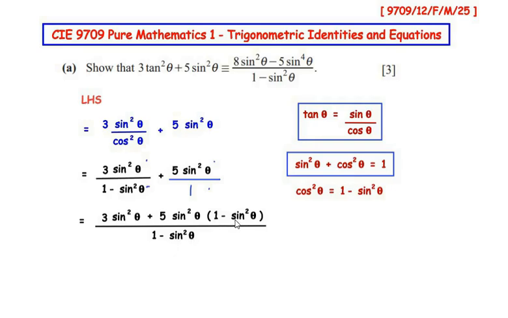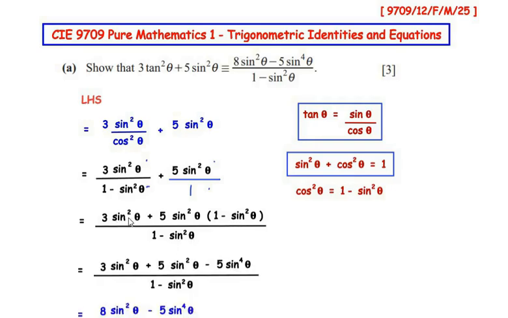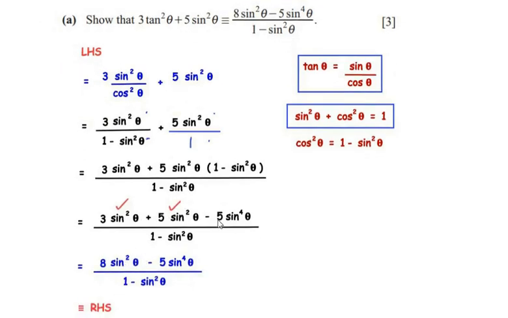Now let us expand this bracket. So here we get 3 sin squared theta plus 5 sin squared theta times 1 is 5 sin squared theta. Now plus 5 with the minus gives us minus 5 sin squared theta times sin squared theta, giving us sin to the power of 4 theta, over 1 minus sin squared theta. Now here 3 sin squared theta and plus 5 sin squared theta, they are like terms. So we are going to add 3 with 5, giving us (8 sin squared theta minus 5 sin to the power of 4 theta) over (1 minus sin squared theta).